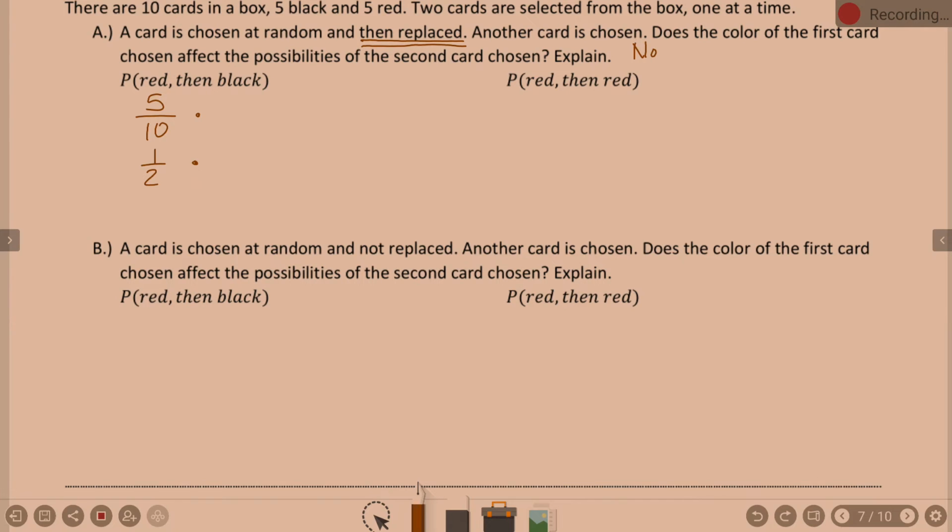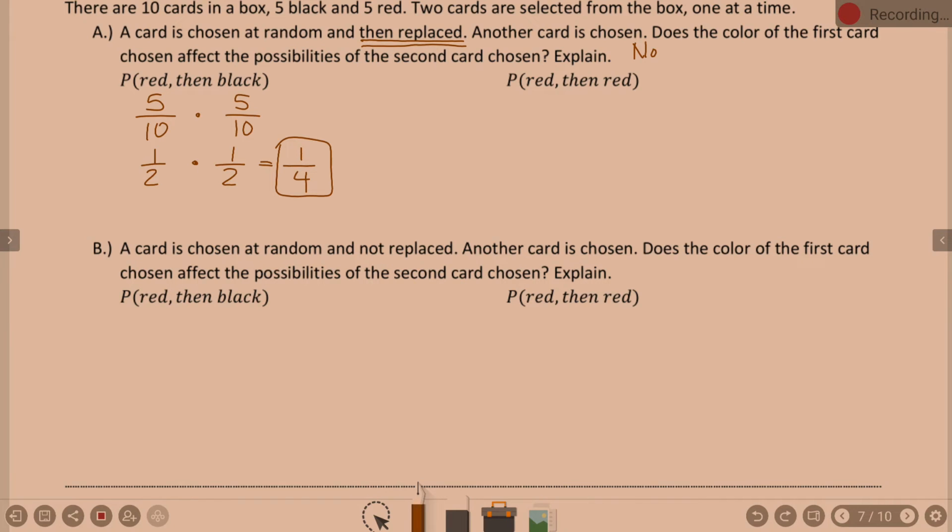Okay. This one is replaced, so all 10 cards are back, and there are 5 black. So 5/10 is also 1/2. 1/2 times 1/2 is 1/4. Good cover up.